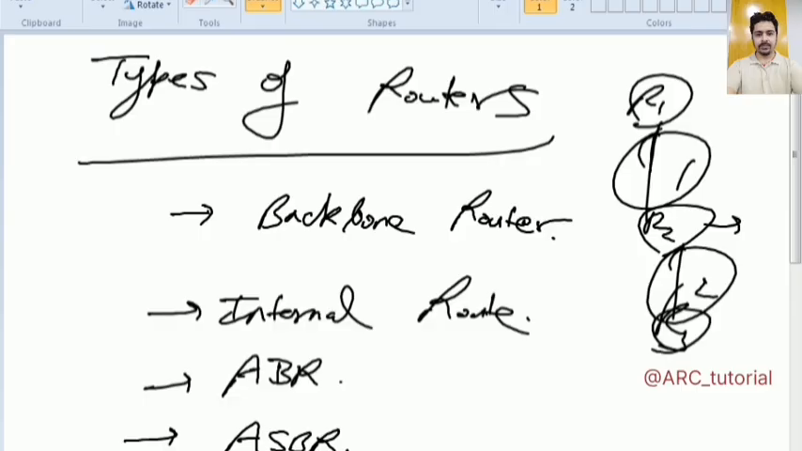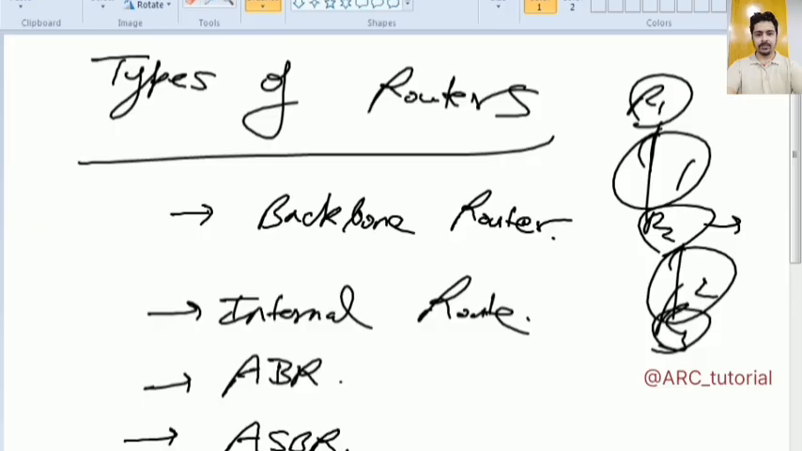Next is what? ABR, area border router. To become an ABR, it is mandatory to have at least one interface in the backbone area as well as one in a regular area. Then only your router can become an ABR. Otherwise, it will never be known as an ABR.